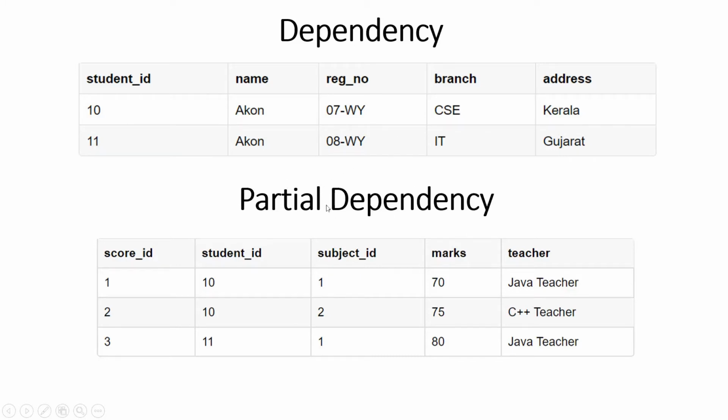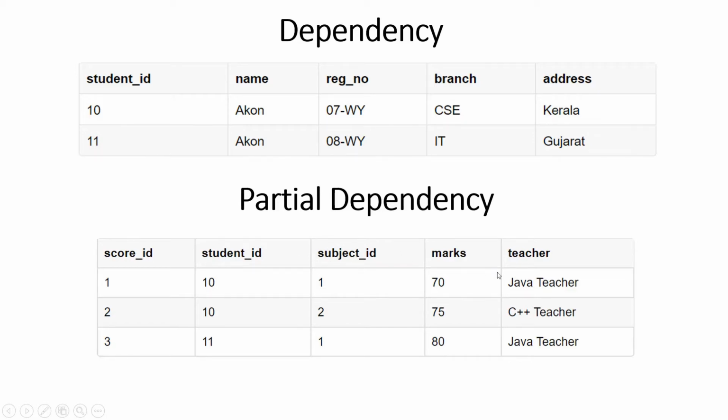And what about partial dependency? Partial dependency also has different columns, and here you can see score ID, student ID, subject ID, marks, and teacher columns. And here student ID and subject ID should be a primary key together. With the help of these two columns as primary key, we can find other information along the table. But here we can see the teacher column. The teacher column values depend only on the subject ID. There is no dependency on the student ID, but student ID and subject ID together are the primary key.